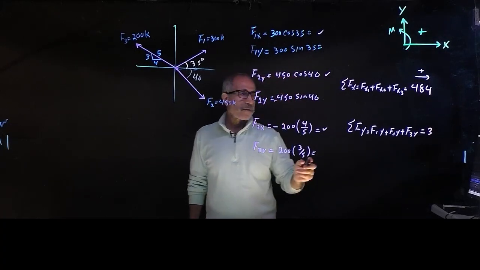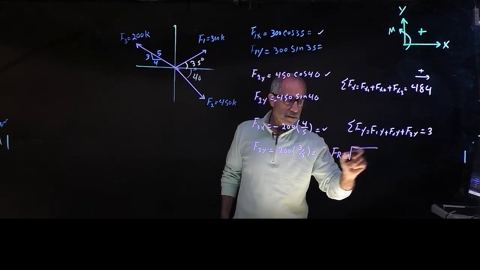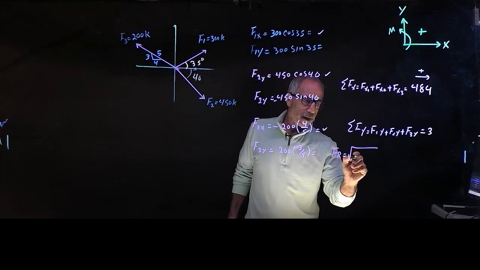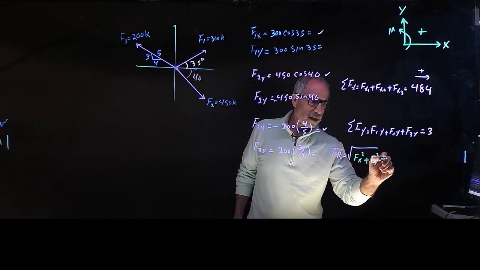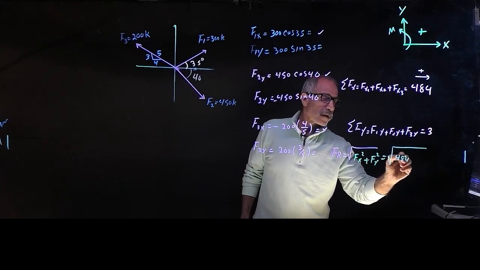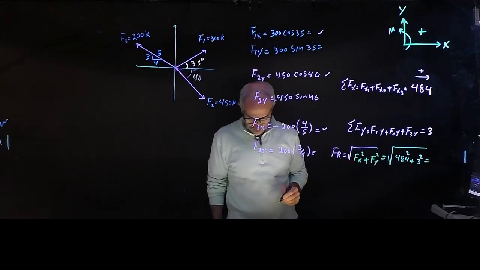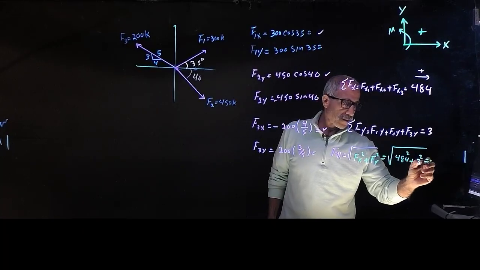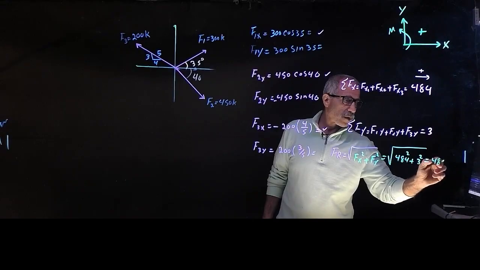Okay, now I can find out the resultant force is equal to Fx squared plus Fy squared, which is equal to 484 squared plus 3 squared. And if I did that right, I got 484, or maybe 484 point something. So that almost comes out the same. Because this is so small, it comes out to 484 anyway.